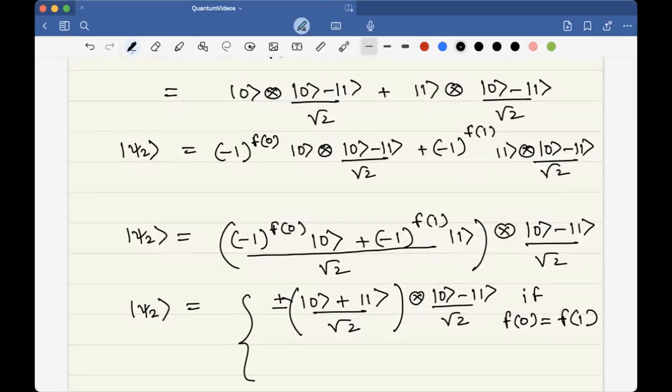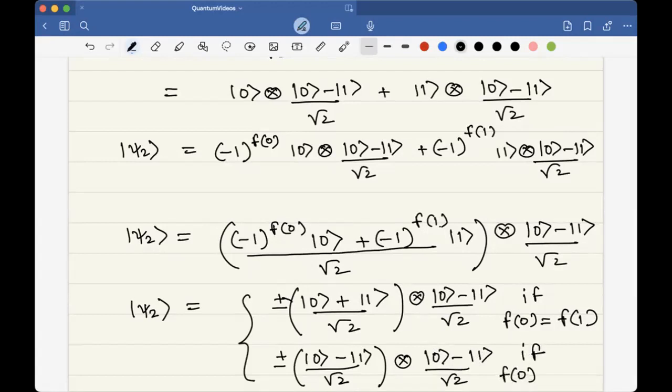And the second one is if f0 is not equal to f of 1. Let's consider f0 is 0 and f1 is 1, then this will be ket 0 minus ket 1 over square root of 2. On the other hand, if f0 is 1 and f1 is 0, then there'll be a minus sign over here. So in either case, there'll be a global phase of plus or minus 1, tensor ket 0 minus ket 1 over square root of 2. This happens if f0 is not equal to f of 1. Okay, and so you probably now understand what's going on.